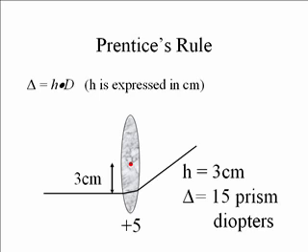In this example, the ray of light is passing through the lens 3 centimeters below the optical center of the lens. Prentice's rule gives us that the total prism diopters induced in this diagram is equal to 3 centimeters times 5 diopters, which is 15 prism diopters. And in this case, we are passing through a portion of the lens that is as if it were a prism oriented base up. That means that the ray of light gets bent up. And by how much does it get bent up? We're given that by Prentice's rule, 15 prism diopters.